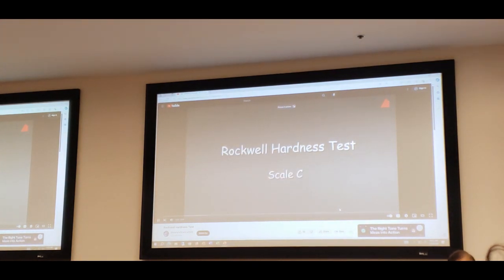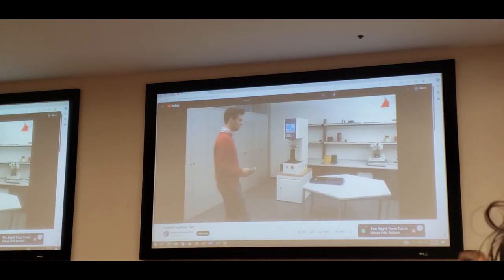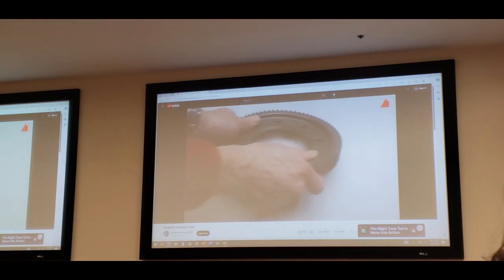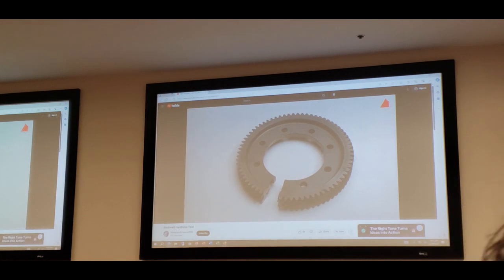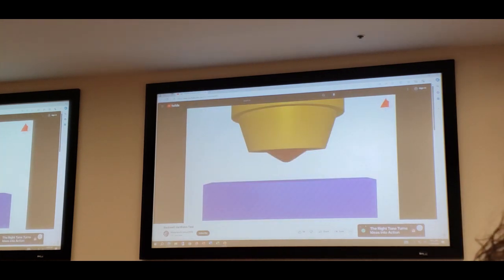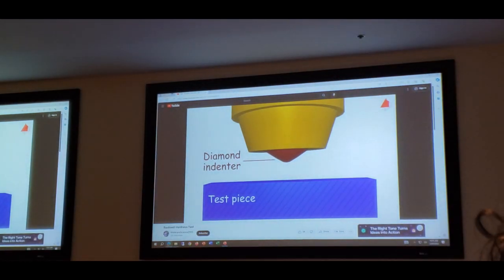The Rockwell hardness test, scale C. In this video, we will show how the Rockwell hardness test works using the gear wheel. The basic idea of this test method is to measure the permanent depth of indentation of a hard indenter under a test force. In the process variant scale C, a rounded cone made of diamond is used as an indenter.